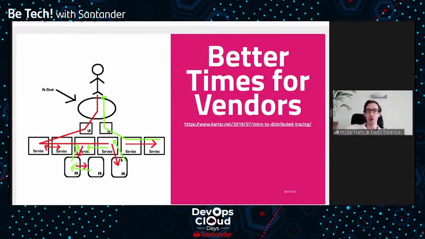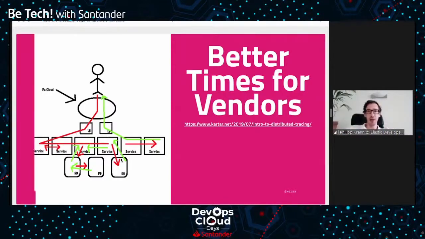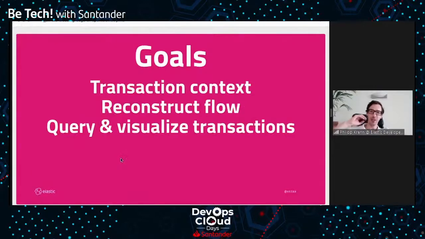And this is, of course, also better times for vendors, because suddenly you need much more tooling and more advanced tooling. And OpenTelemetry is kind of playing into that vendor agnostic, but more tooling support. So the goal is generally you have a transaction context, so you have the entire transaction. You can reconstruct the individual requests within that flow, and you can query and visualize all of those transactions.